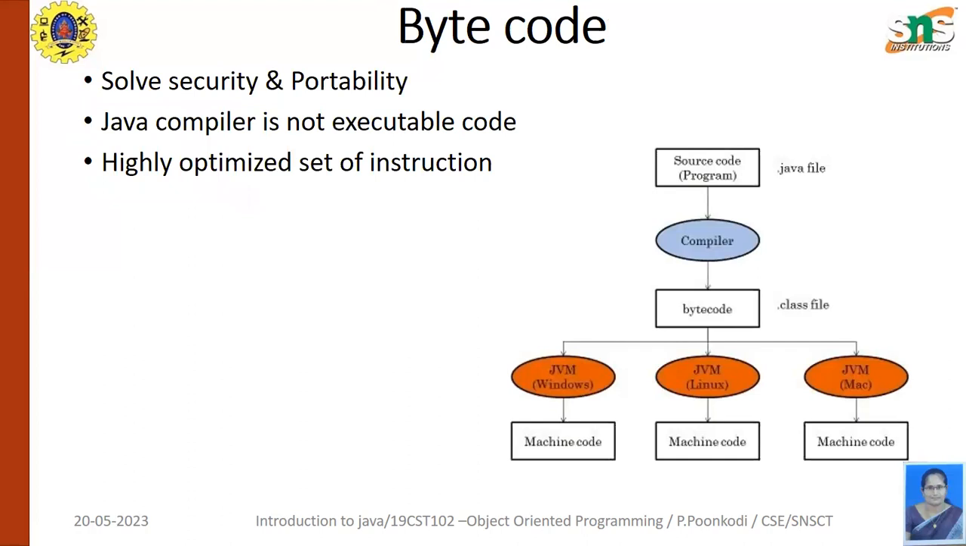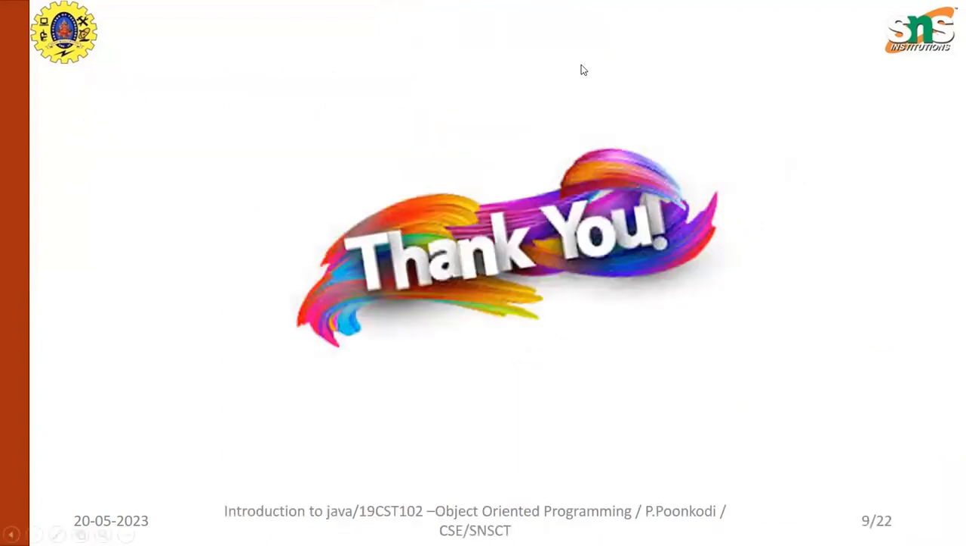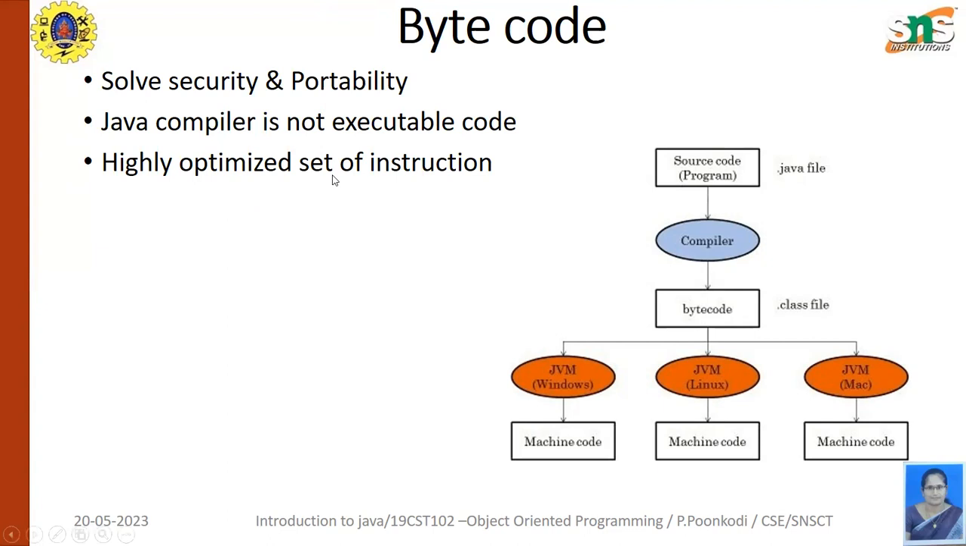The next one is the bytecode. The bytecode is basically a kind of key used to solve the problems related to security and portability. The bytecode is a set of instructions, and it is highly optimized. That set of instructions is used by the Java runtime environment to run your code during runtime, because the Java compiler is not able to generate executable code.